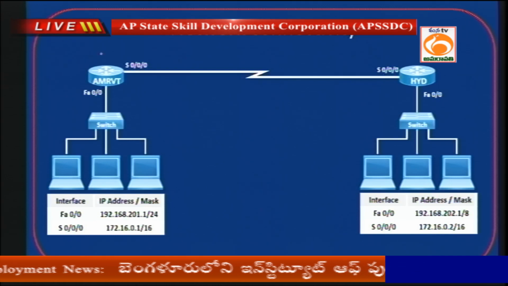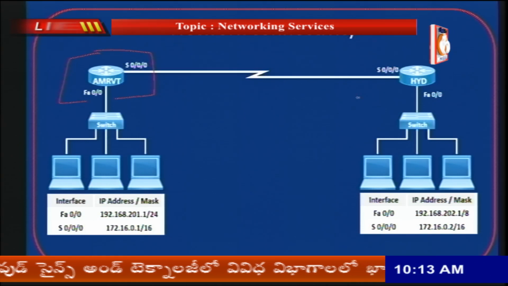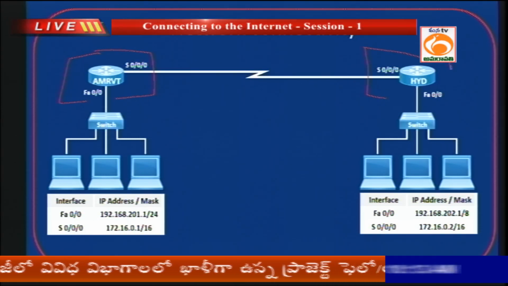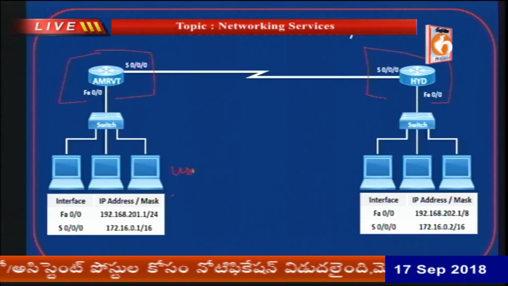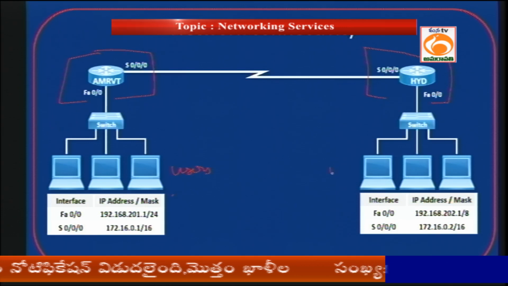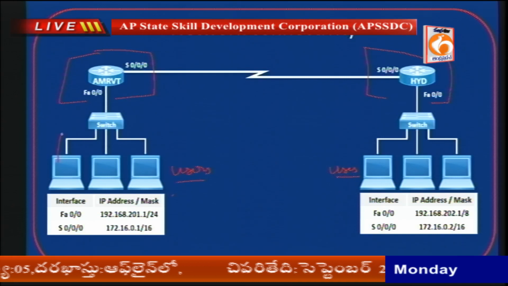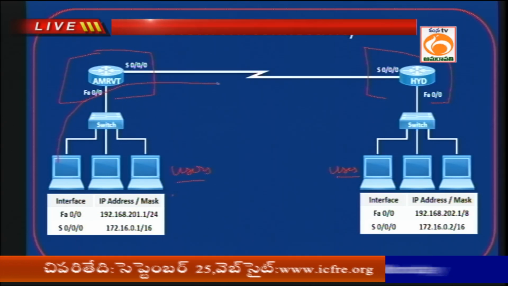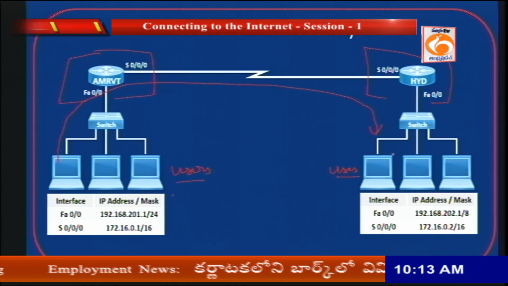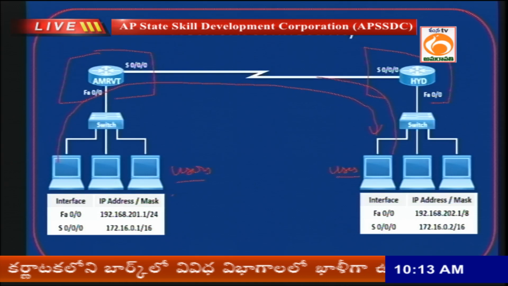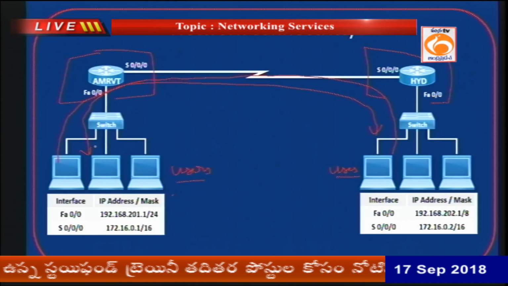So this is one of the offices in, let's say, AMRVT city, and this is another office in Hyderabad city, and we want the users of this network, these are all the users, and the other users in another network, to be able to communicate. This user here should generate a request, and the request should go all the way via the router and reach the destination here. Similarly, when a user in the local network of Hyderabad sends a request to a user in AMRVT, the request should go all the way and reach the destination.